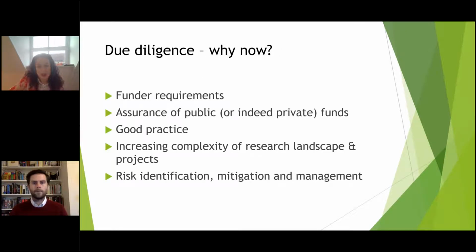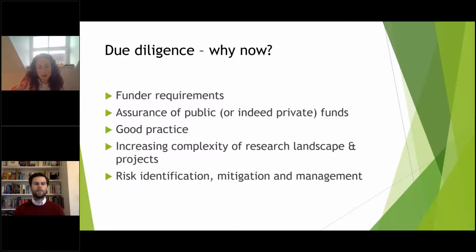Why are we interested in this, and why now? Back in 2016, UKRI changed their terms and conditions of funding to make it a requirement for lead research organisations in receipt of their funding to undertake due diligence on partners that they were going to be working with. They also made it a requirement that the lead organisation would be accountable for every penny of that grant, regardless of where it was spent.